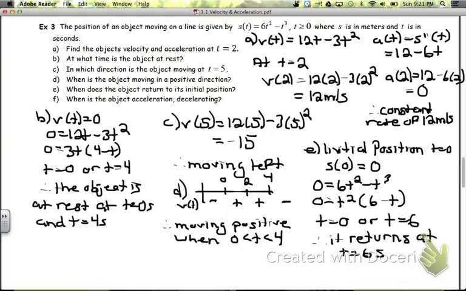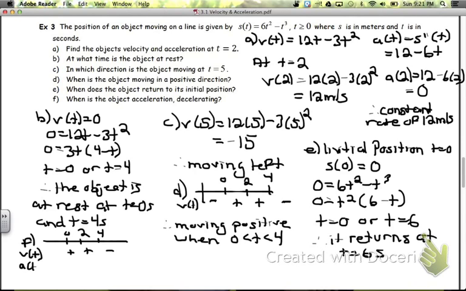And now looking at F, we want to look at when the object is accelerating and decelerating. So for F, we can talk about, again, our velocity and our acceleration between the points 0, 2, and 4. We discussed already in D that our velocity will be positive between 0 and 2, positive between 2 and 4, and 4 onwards it will be negative.